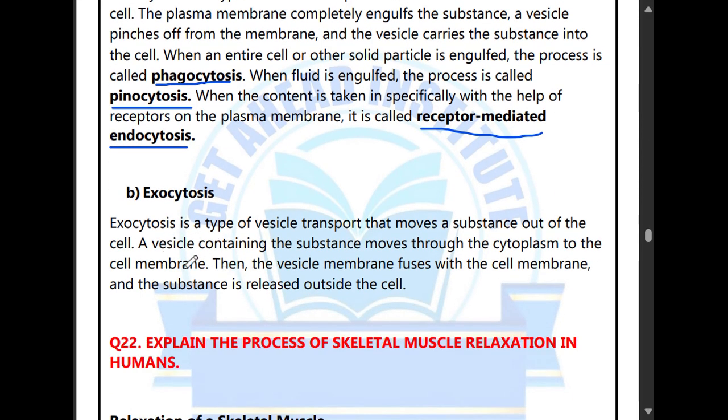Then lastly, we have exocytosis. Okay, so with exocytosis, you'll find that a vesicle which contains the substance moves through the cytoplasm to the cell membrane. Then the vesicle membrane will fuse with the cell membrane, and the substance will be released outside the cell. Are we together with that question?